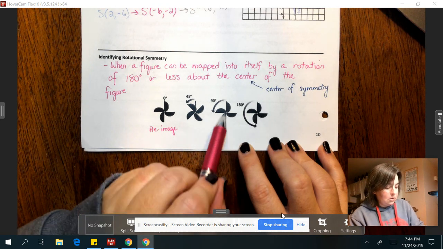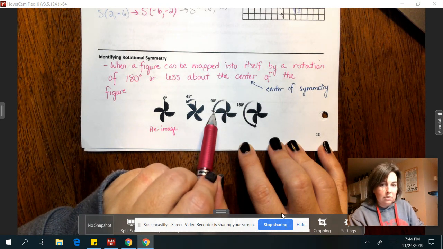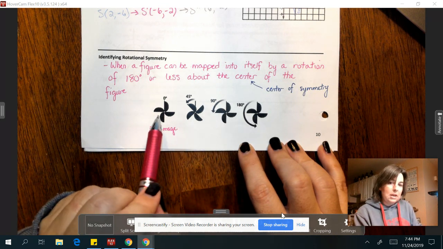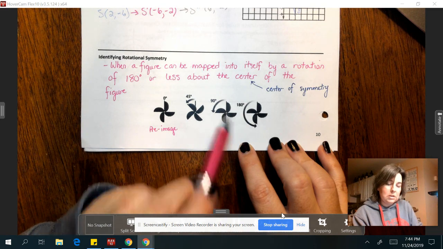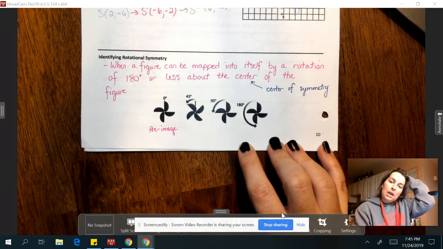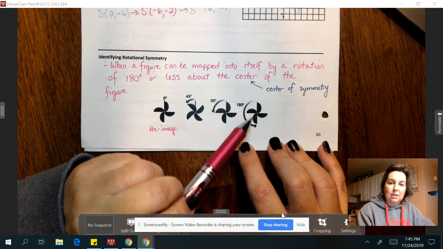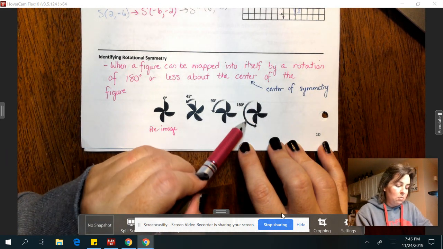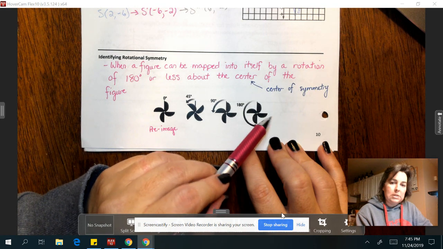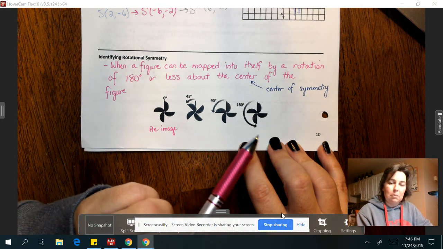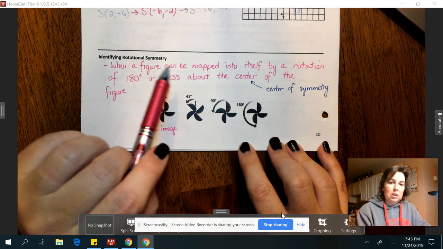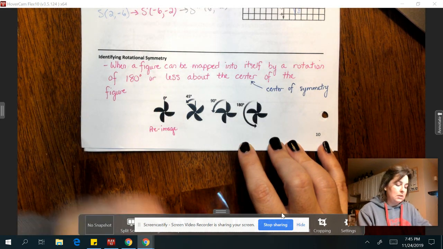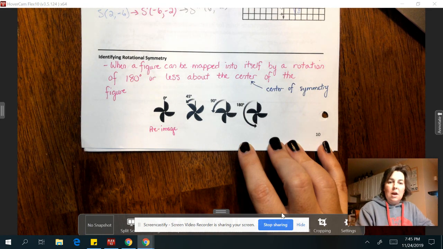But at 90 degrees, you'll see if we rotate counterclockwise 90 degrees, this pinwheel looks exactly like the first one. So there is rotational symmetry at 90, and then the same at 180. It has rotational symmetry at 180. Now you might see that you could rotate it 270 degrees and also get the same image, but in the definition here, we want anything that's 180 degrees or less. Okay, so after 180 degrees, it doesn't count.